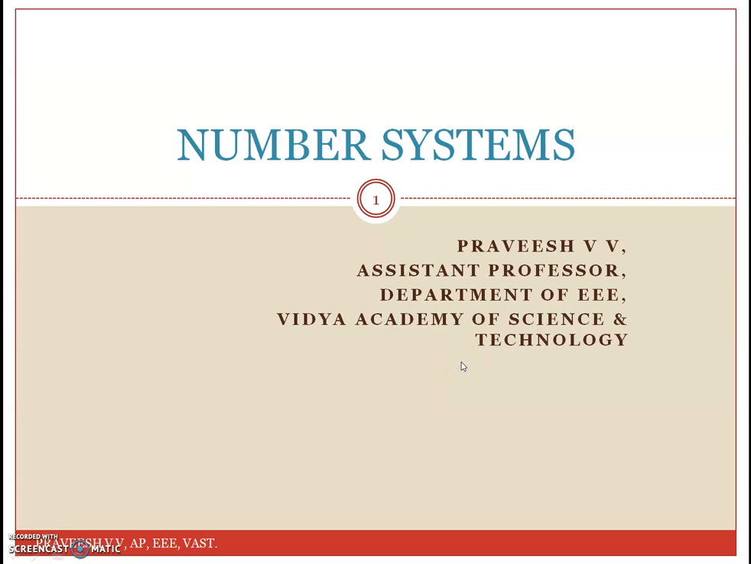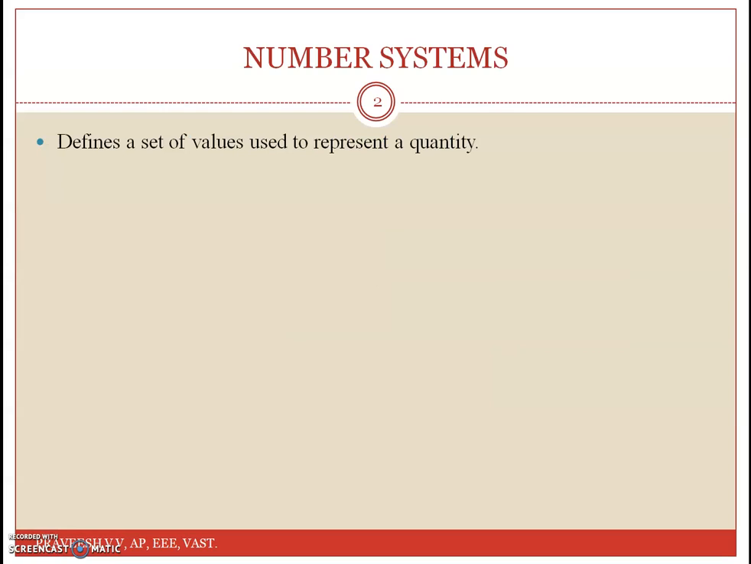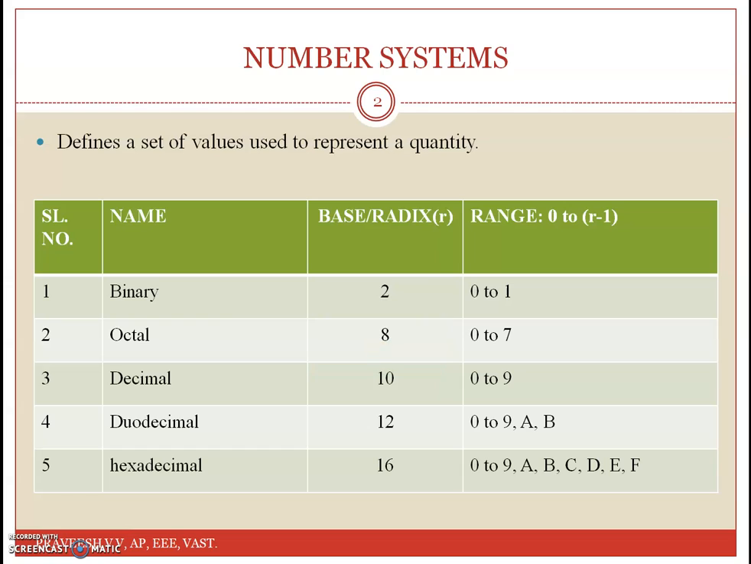Hello everyone, in this lecture I will be discussing the different number systems available and their classifications, then conversion from one system to another. Basically, a number system means a set of values which are used to represent a quantity that may be physical or something else. These are classified into binary, octal, decimal, duodecimal, hexadecimal, etc. based on their radix or base.